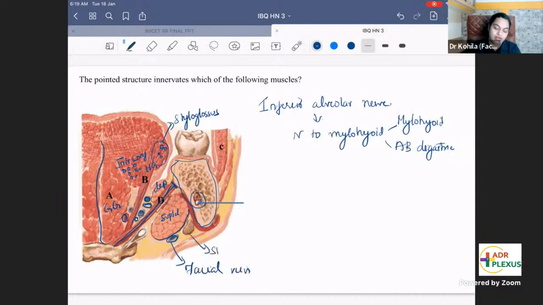This is the submandibular group of lymph nodes. This is the facial artery. Any idea what is C? That's the buccinator. So what is the answer to this question? The pointed structure, the inferior alveolar nerve innervates the mylohyoid, that is D.